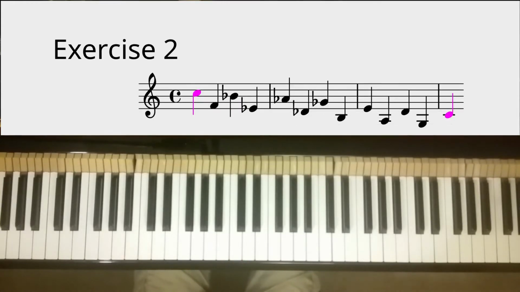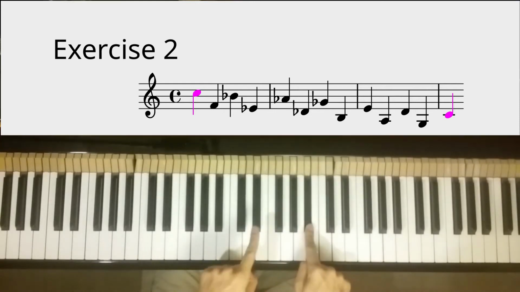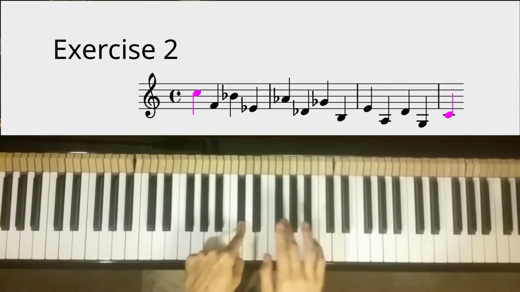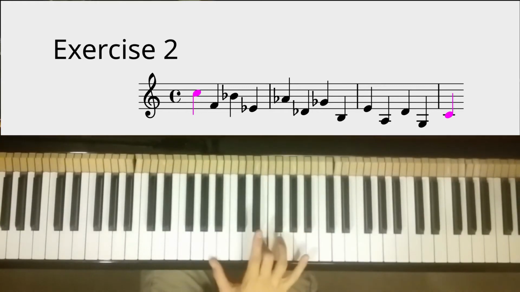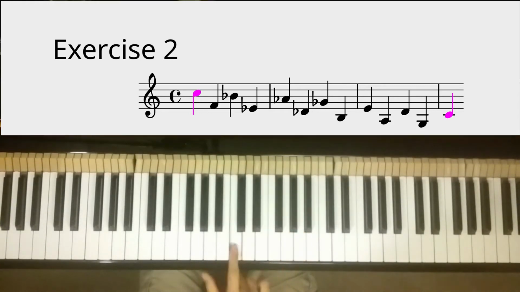Okay, the next exercise is going to be a little more efficient. We're going to go back and forth. We're still going to play the same notes down the circle of fifths, but we're going to go down a fifth, up a fourth. So instead of going to this B flat, we're going to go here instead. Back to C.